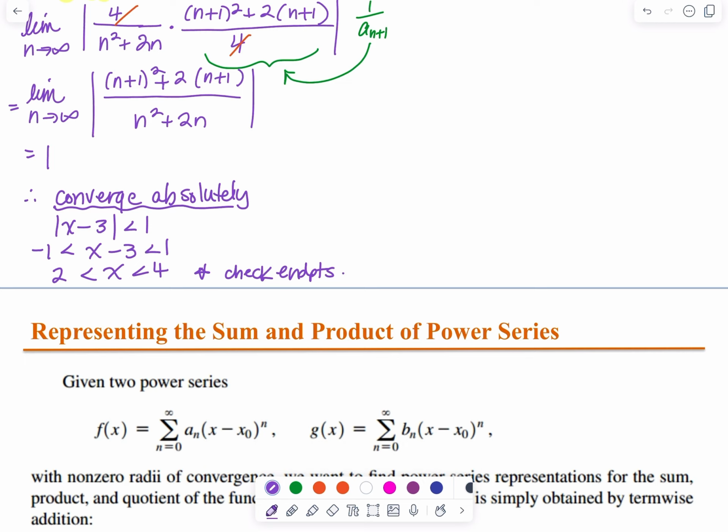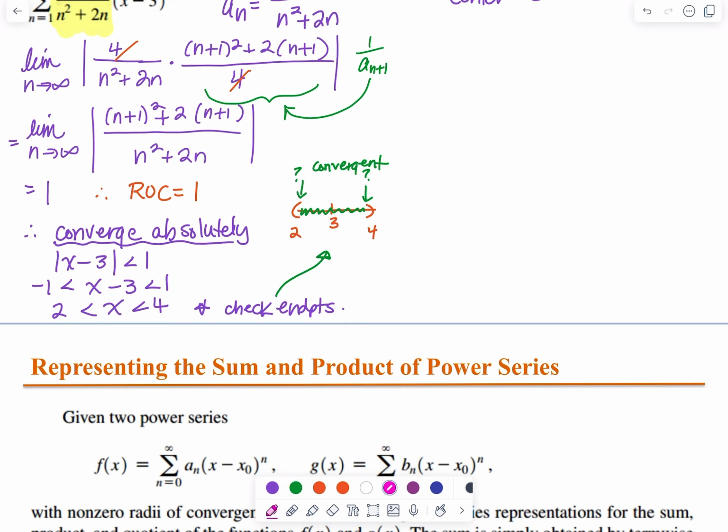We do know here that our radius of convergence is equal to 1, and we know our center is 3. So this is kind of cool because this is 4, this is 2, and we are definitely convergent here. But what about at x equal to 2 and x equal to 4? So that's why we need to check our endpoints.